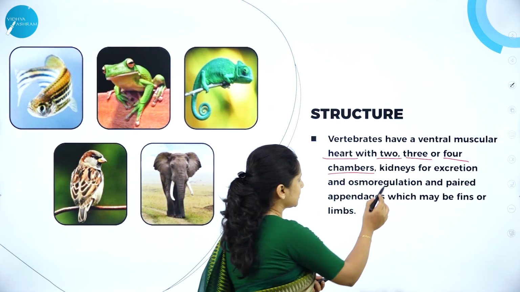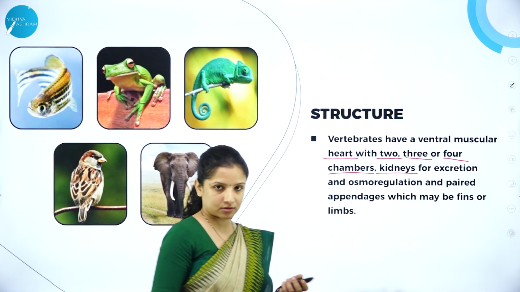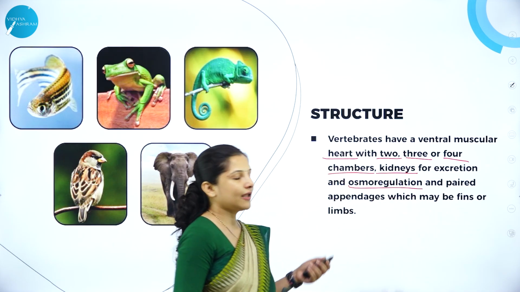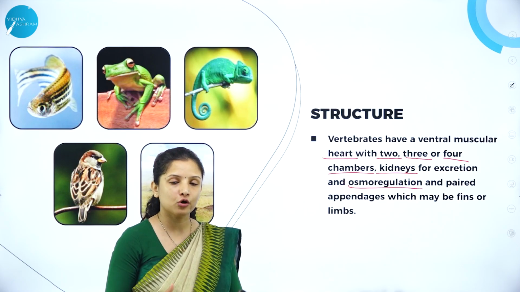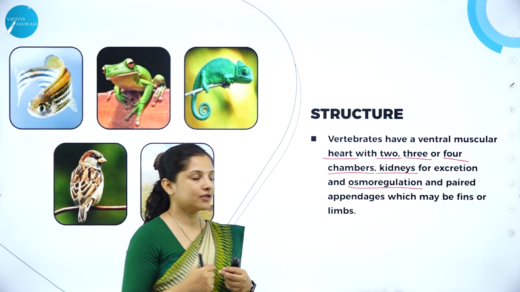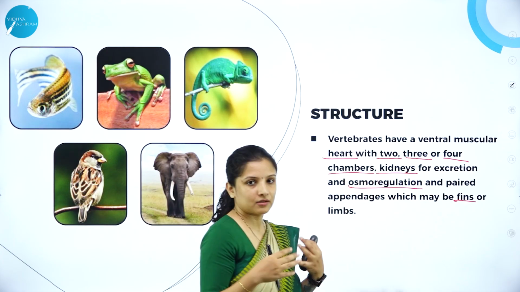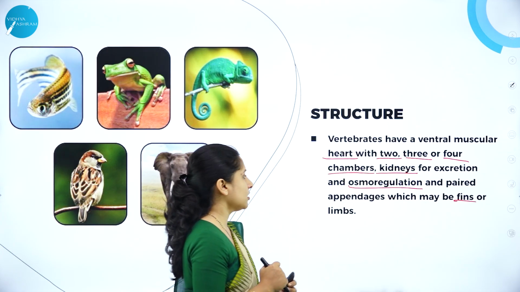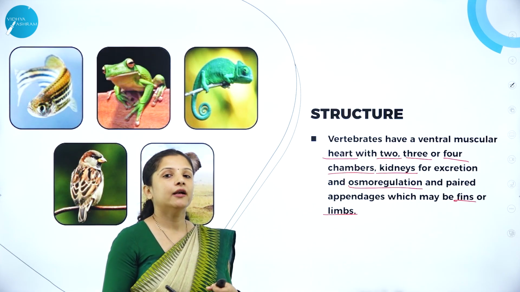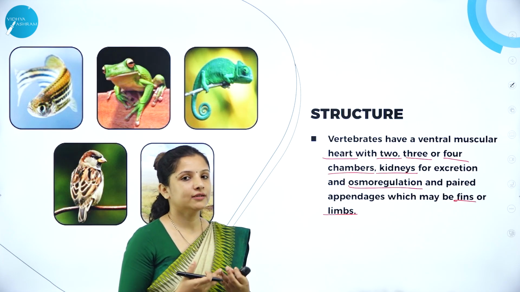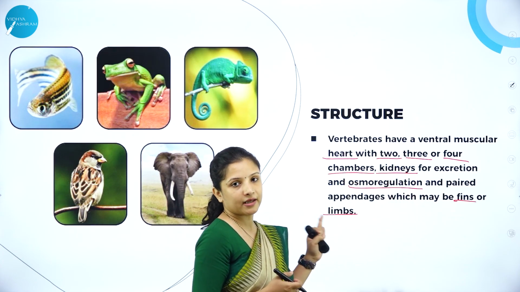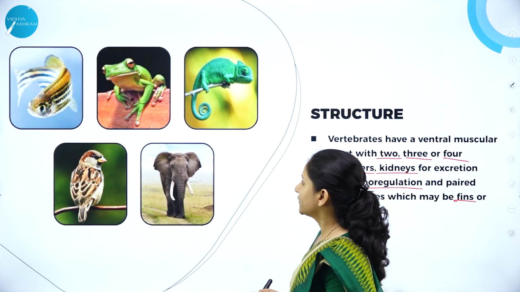They have kidneys, which help in excreting waste out of the body and also help in osmoregulation. They have paired appendages for locomotion or movement. The osteichthyes and chondrichthyes have fins because it is needed for them to swim in the water. Limbs are present in reptiles, mammals and amphibians. So either they can have fins or they can have limbs. These are some of the examples.